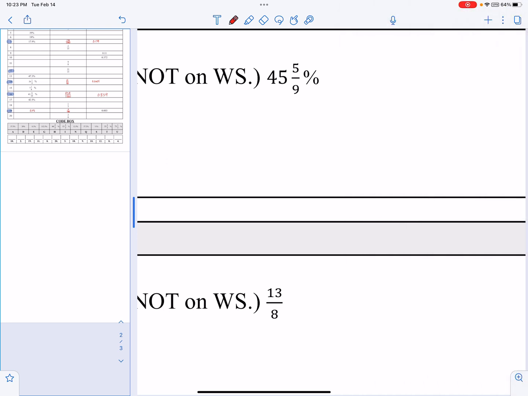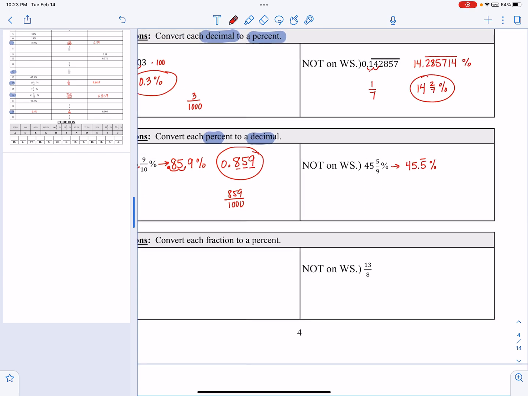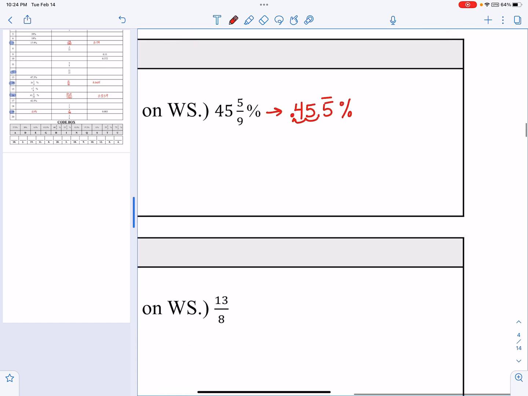Okay, so let's just rewrite this percent for right now so that we can be moving decimals. We have 45 and 0.5 repeating percent. All we have to do is change this to a decimal. We know to do that, we just move the decimal to the left twice or divide by 100, and that gives us 0.455 as a decimal with the 5 repeating.